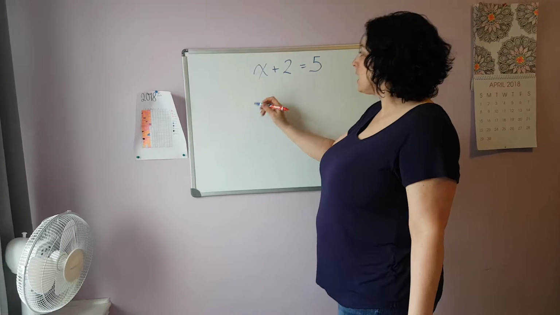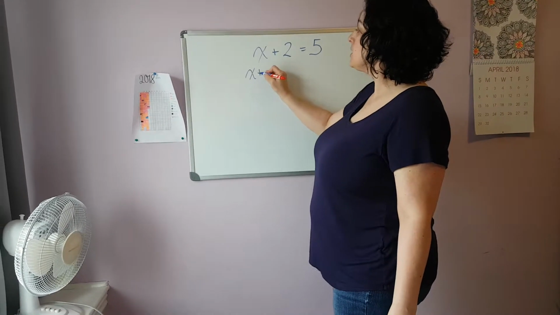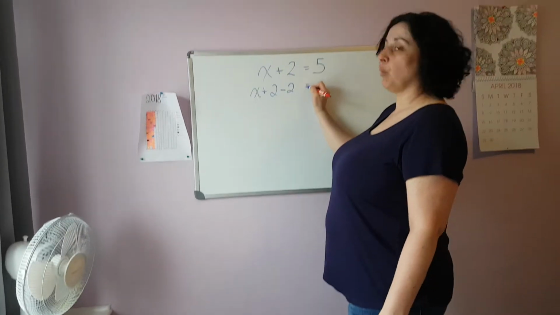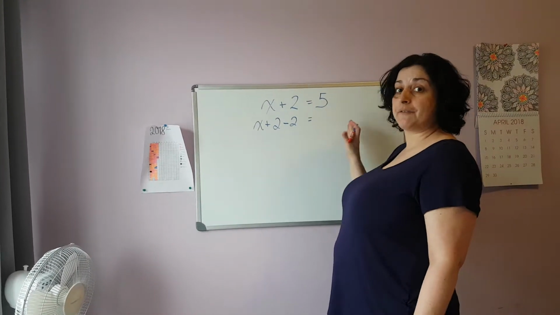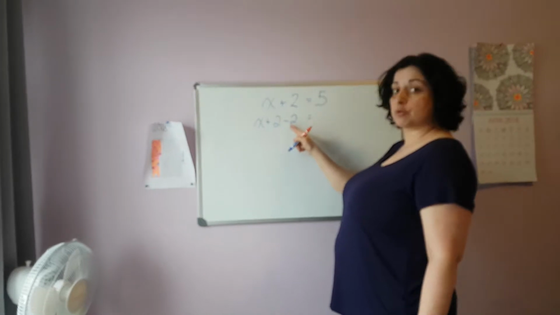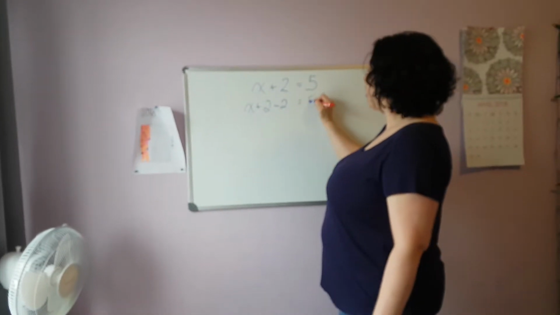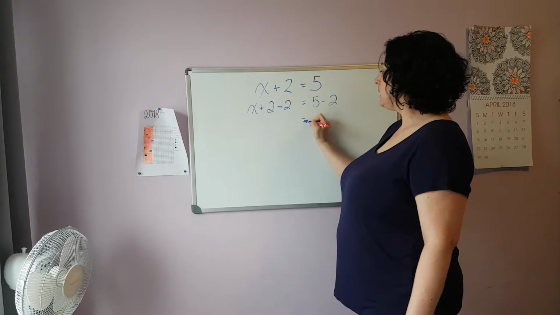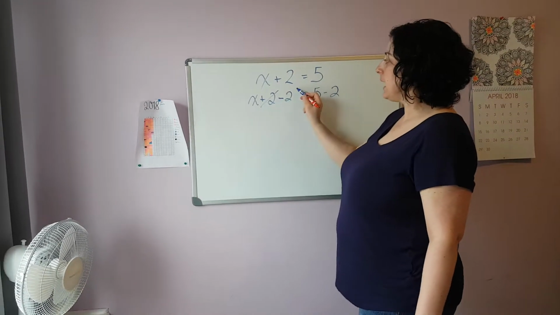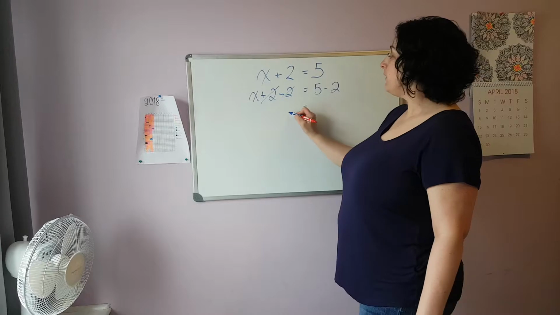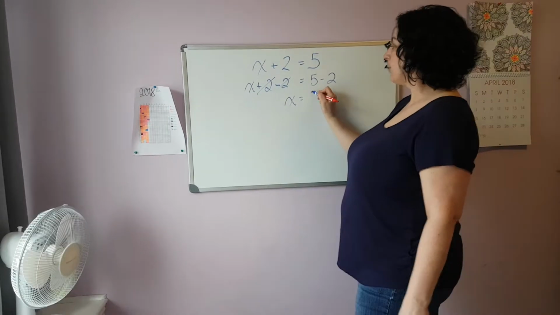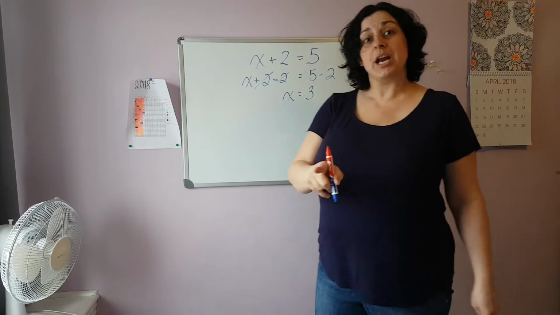So on the left side, I'm going to put x plus 2 minus 2 to get rid of it. But whatever I do to the left side, I have to do to the right side. So if I'm subtracting 2 from the left side, I also have to subtract 2 from the right side. Line my equal signs up. This plus 2 cancels out this minus 2, leaving me only an x on my left side. 5 minus 2 on the right is 3. How can I check my answers?